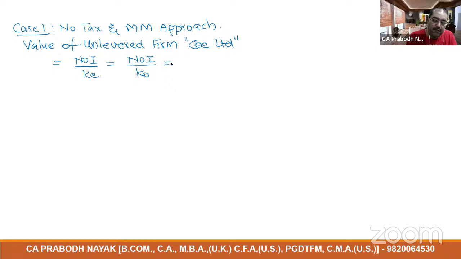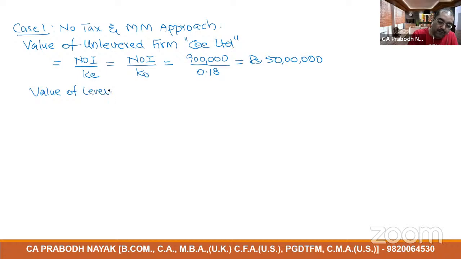What is the net income given to us? Operating income 9 lakhs. Correct. And what is the cost of equity? 18%, 0.18. Just calculate and tell me how much it is going to be. 9 lakhs divided by 0.18. 50 lakhs. Okay, value of unlevered firm is 50 lakhs.